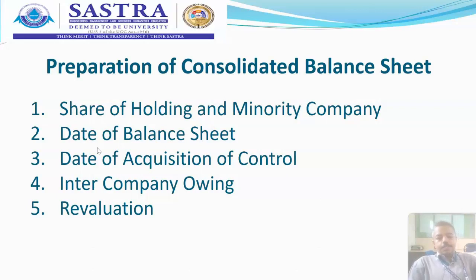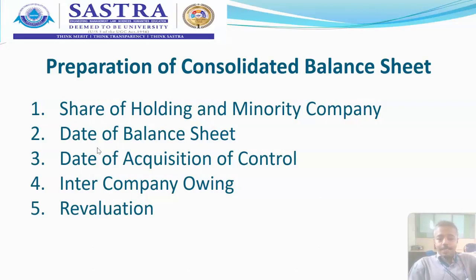So this, in corporate accounting terms, we call as cost of control or goodwill or capital reserve. Either one used to occur when preparing the consolidated balance sheet of a holding company. So how this has to be calculated, what it means.